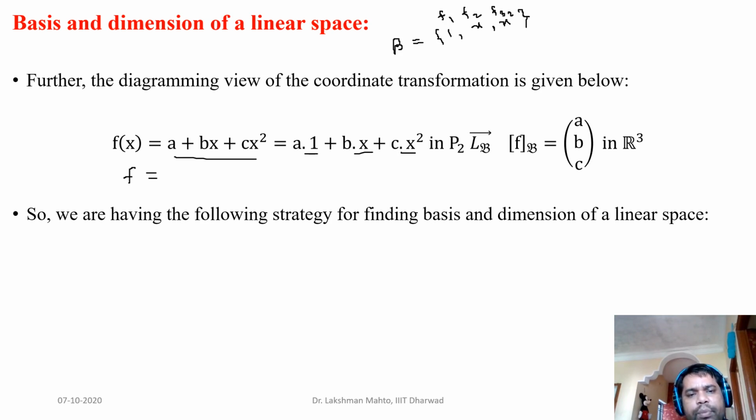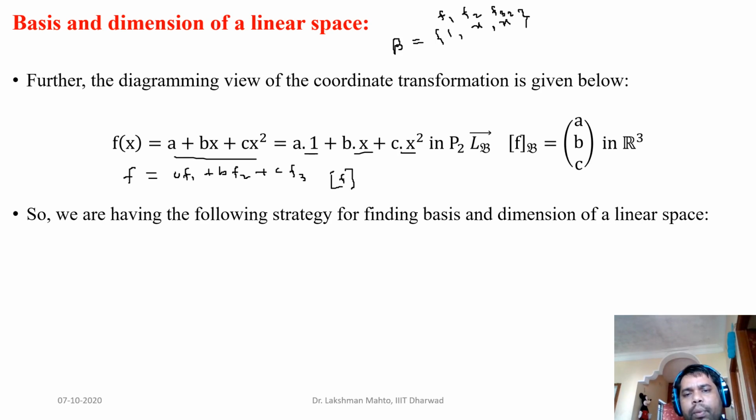So f is a linear combination of what? a times f1 plus b times f2 plus c times f3. That means we are able to find the coordinate vector of f. So what is the coordinate vector of f? We will put f in the bracket. That is the notation of the coordinate vector.